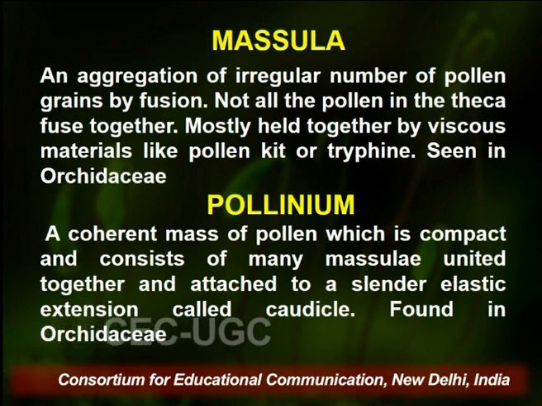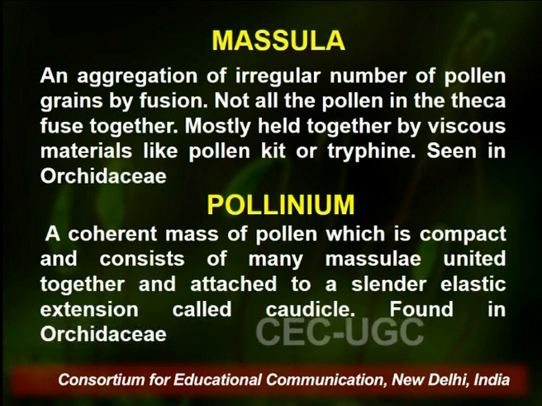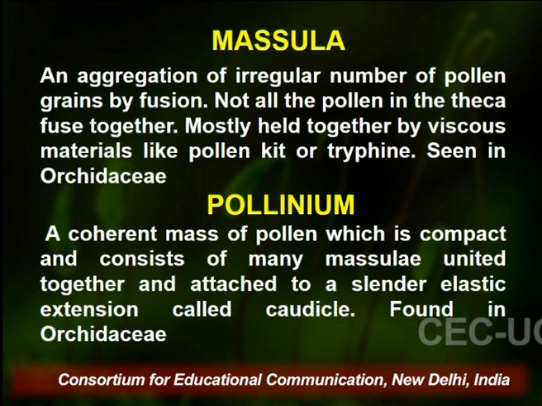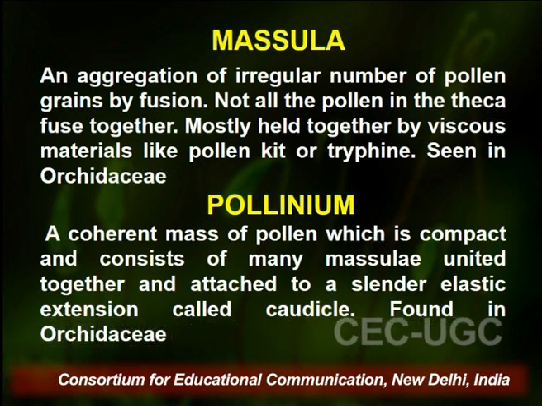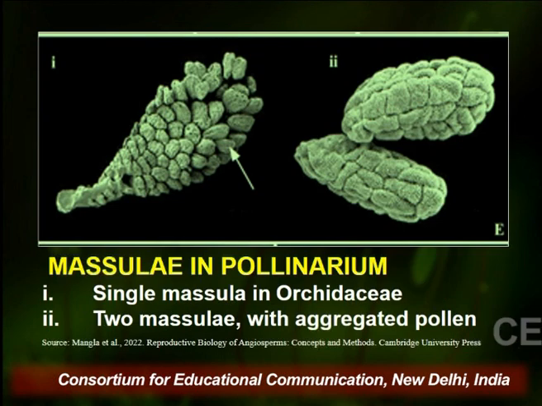Pollinium is a coherent mass of pollen which is compact and consists of many massulae which are united together and attached to a slender elastic extension. This is called a caudicle. Now here you can see massulae in a pollinarium. The first one is a single massula in Orchidaceae, and the second shows two massulae with aggregated pollen grains.